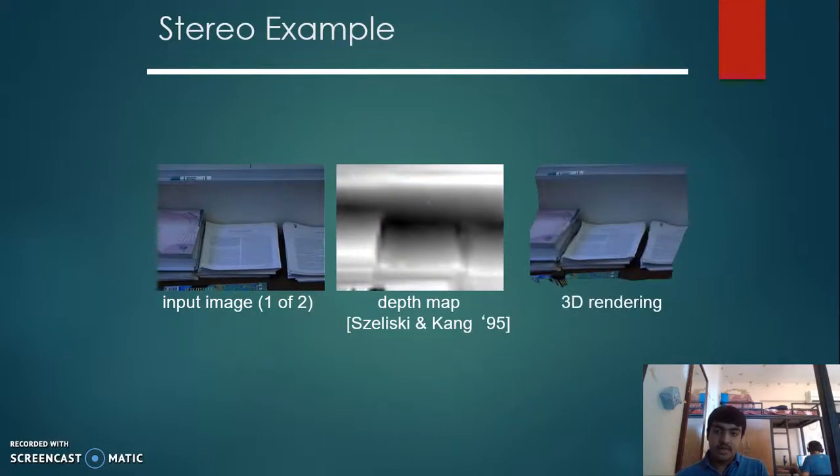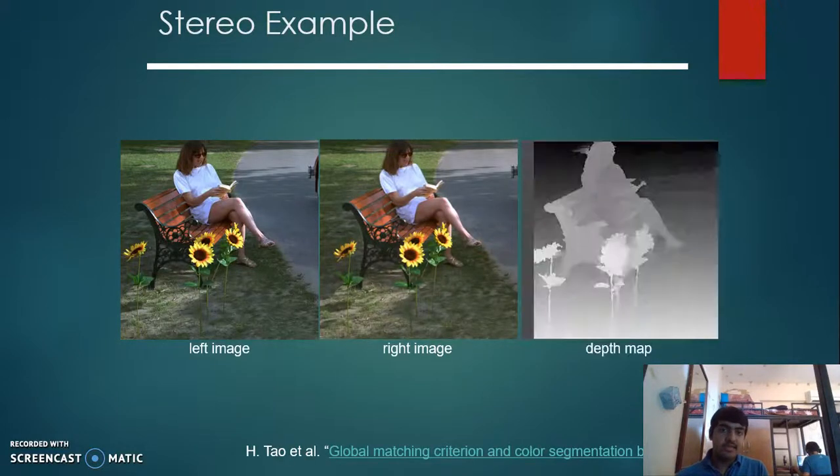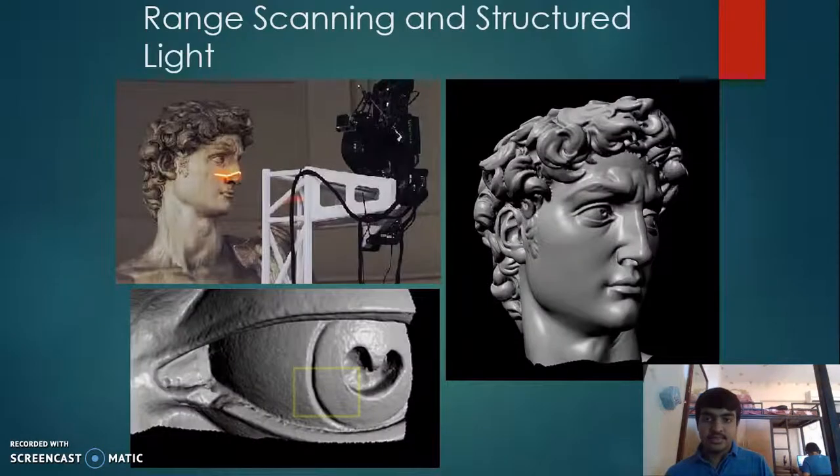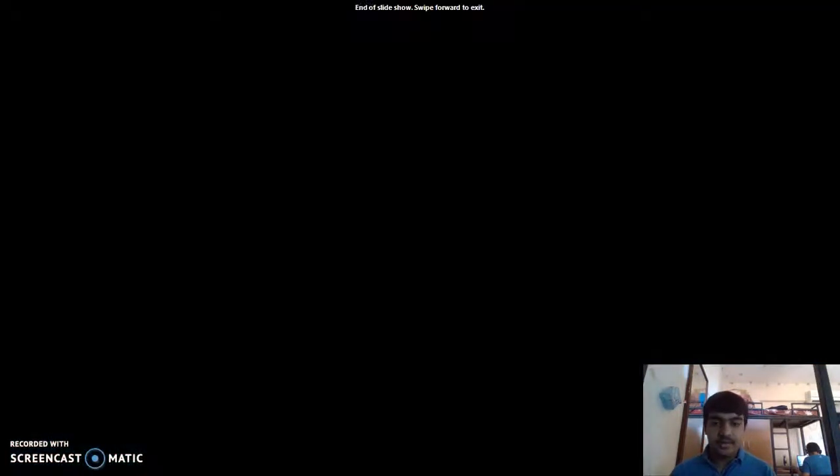Input image 1 of 2, depth map, 3D rendering. We have got a 3D image out of it. Left image, right image, depth map. We have got a depth effect, and when we map it, we get a 3D image of it. And if the proper criteria are met, we can have a 3D image from our human eyes itself. Similarly, there is laser scanning and structured lighting, that is the light striping method.